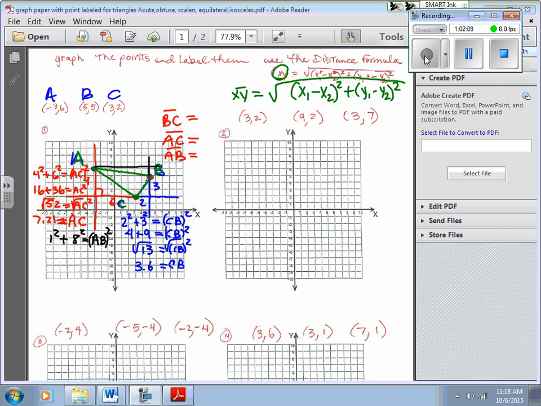Don't forget that that's squared, okay? All right. So that's just going to be 1 plus 64, right? And that's going to give you a 65. Square root of 65 is how much? 8.06. Can everybody double check that? Yes? All right. So here are my side lengths: 8.06 for A to B, 3.6 for C to B, and 7.21 for A to C.